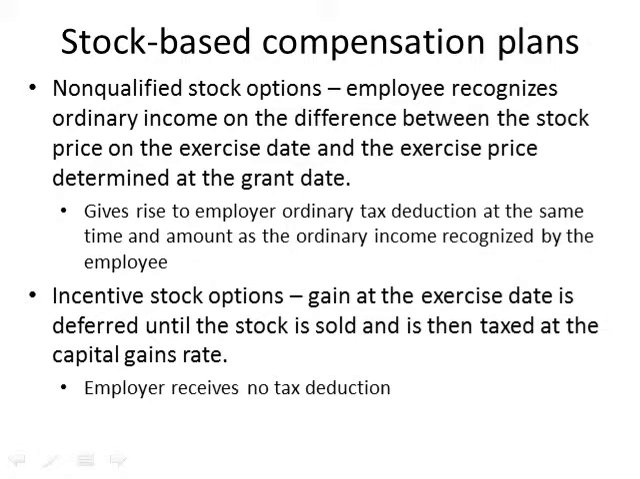And so now let's talk a little bit about this idea of non-qualified stock options or incentive stock options. So non-qualified stock options, the employee would recognize ordinary income on the difference between the stock price on the exercise date and the exercise price determined at the grant price. It gives rise to an employer ordinary tax deduction at the same time and amount as the ordinary income recognized by the employee. This versus an incentive stock option where the gain at the exercise date is deferred until the stock is sold and then is taxed at the capital gains rate. And under the incentive stock option, the employer receives no tax deduction.